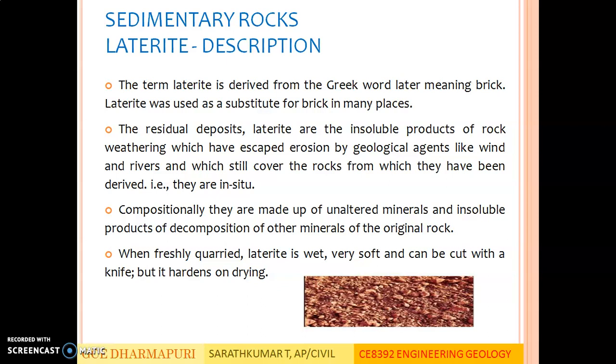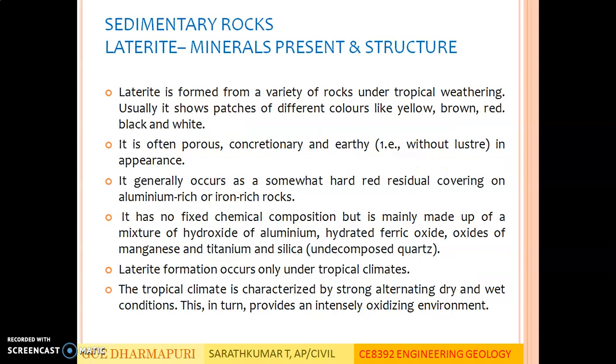Compositionally, they are made up of unaltered minerals and insoluble products of decomposition of other minerals of the original rock. When freshly quarried, laterite is wet and very soft, can be cut with a knife, but on drying it hardens. Minerals present and structures of laterite.